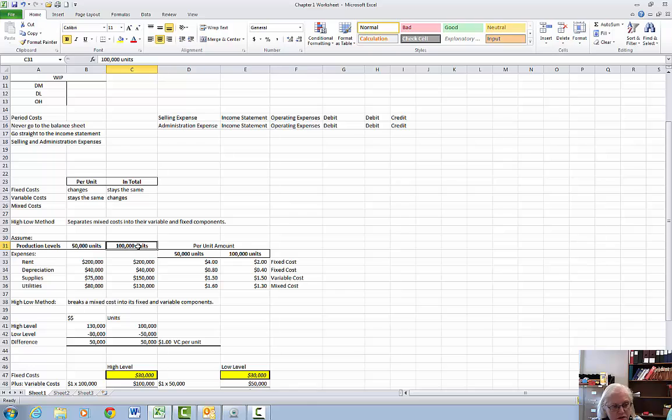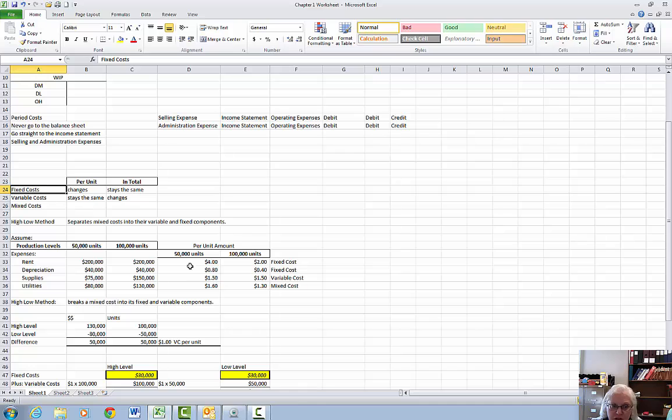All right, a mixed cost for utilities is 80,000 if you produce 50,000 units, and it's 130,000 if you produce 100,000. So that gives me the definition. They're not the same in total, so it changes, which looks like a variable cost. So let's see if the per unit amount is the same. If I take 80,000 and divide it by 50,000 units, I get $1.60 per unit. If I take 130,000 and divide it by 100,000 units, I get $1.30 per unit. So it's changed on a per unit basis, which makes it look more like a fixed cost.